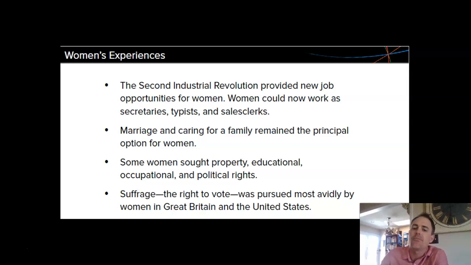It provides new job opportunities for women. Women could now find work as secretaries, typists, sales clerks, though marriage and caring for a family, especially for middle class women, remain the principal option. Some seek property, educational, occupational, and political rights, and a few begin to organize, especially in the United States and Great Britain, for suffrage, this right to vote.